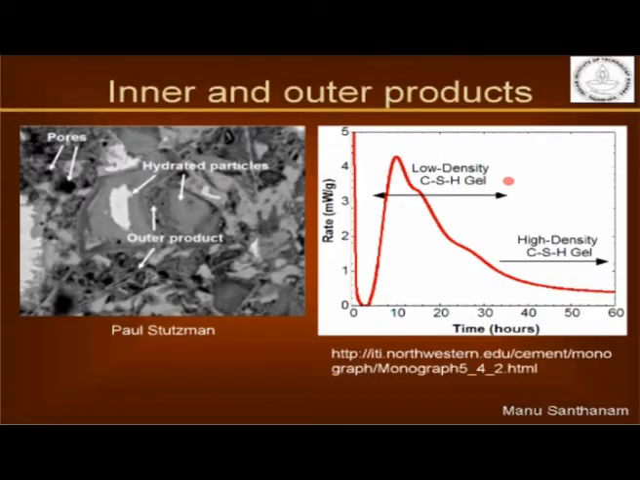I will move on to the next picture, which again shows you a distinction between the inner and outer products as viewed by microscopy. So again I am not going to talk in detail about this. The idea is just to show you the differences in the hydration products that are actually forming. You have this hydration product forming right outside your cement grain, that's your inner CSH, and then you have the outer product which is looking a lot darker and less dense, that is your outer CSH.